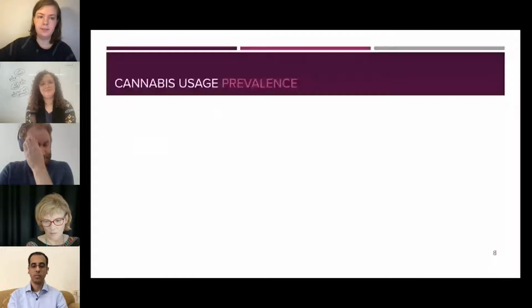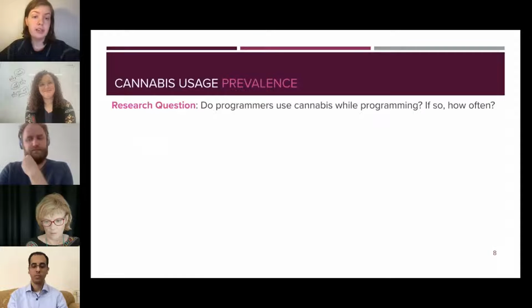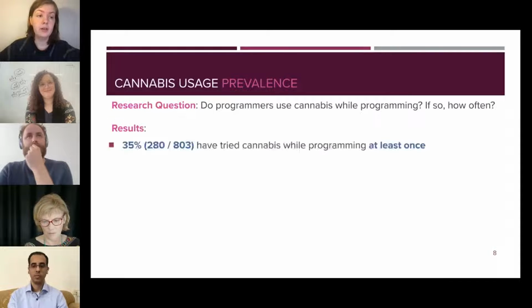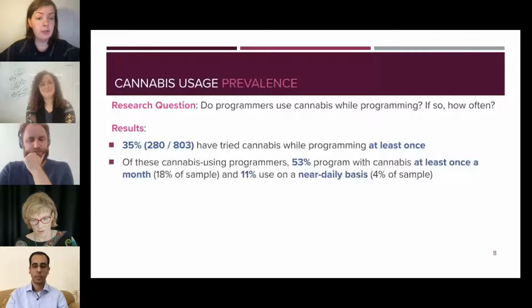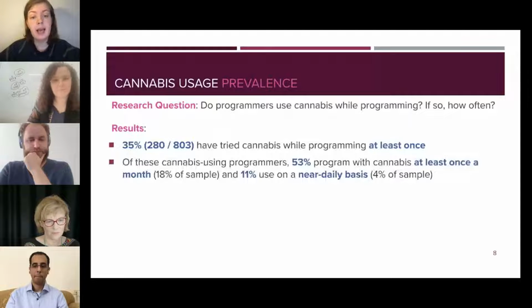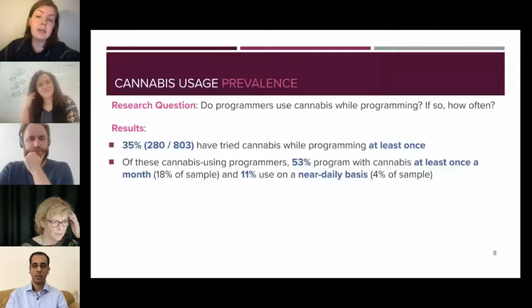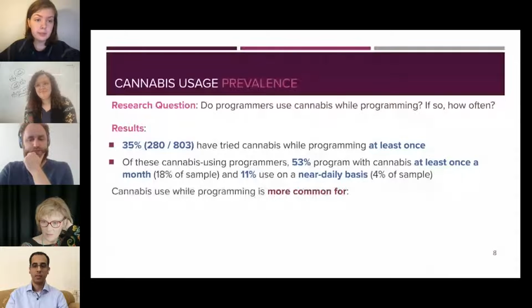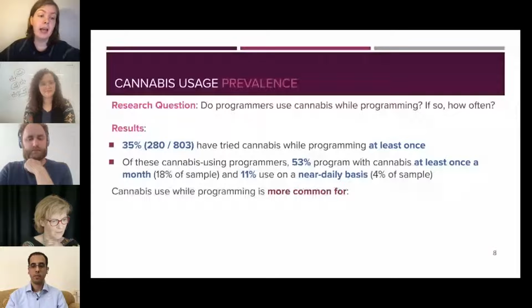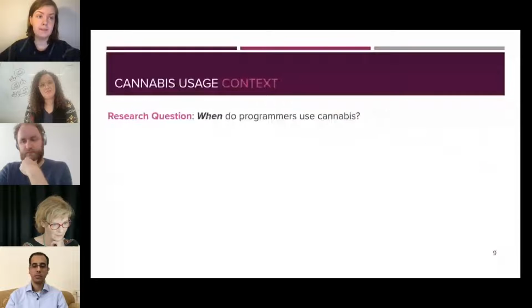What did we find? Okay, to start, do programmers in our sample use cannabis while programming? So the answer here is yes. Over 1/3 of our sample have tried cannabis while programming at least once. And of those, over half do so on a regular or semi-regular basis, and 11% use cannabis while programming almost every day. This usage is very likely to be detected by a drug test. Cannabis use while programming is more common among men and developers recruited from GitHub. This last result may indicate that cannabis use is particularly prevalent in open source communities.